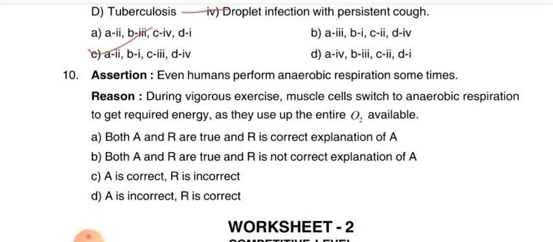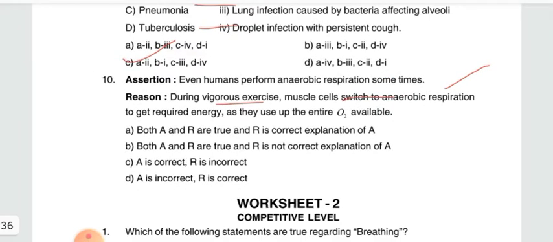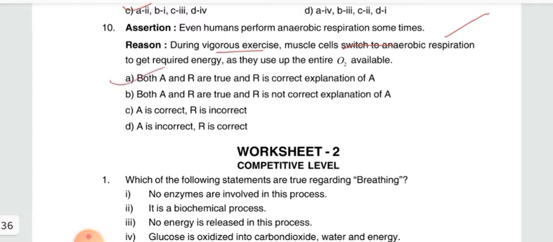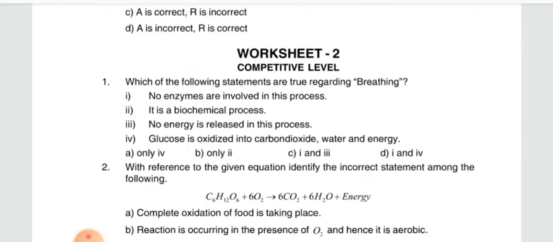Next, coming to number 10, even humans perform anaerobic respiration sometimes. True. During vigorous exercise, muscle cells switch to anaerobic respiration to get the required energy because oxygen is used up entirely. So we humans also perform anaerobic respiration. Both A and R are true. R explains A. Worksheet 2.